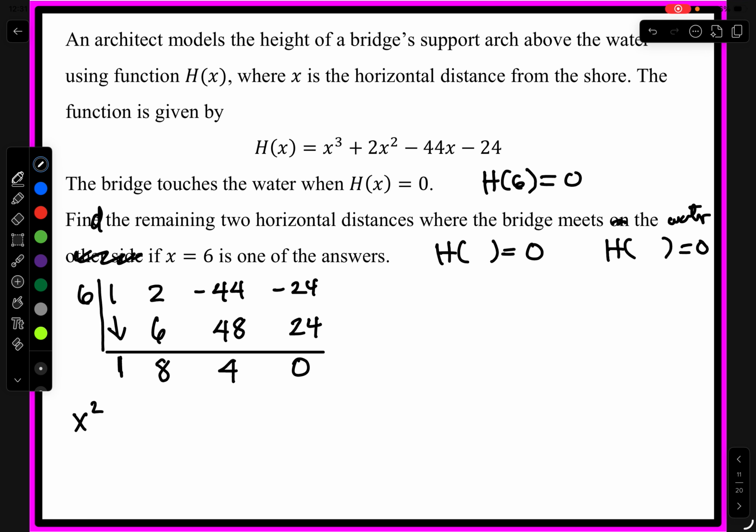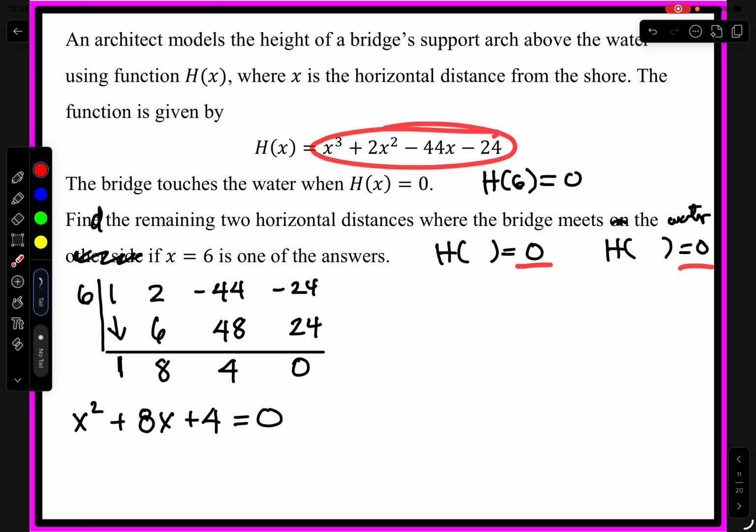So we end up with x squared plus 8x plus 4. So we're going to now figure out what makes this equal to 0, and the solutions to that will be the other two distances where the bridge is going to, again, meet the water. In other words, those are the other two values that will make this equal to 0.